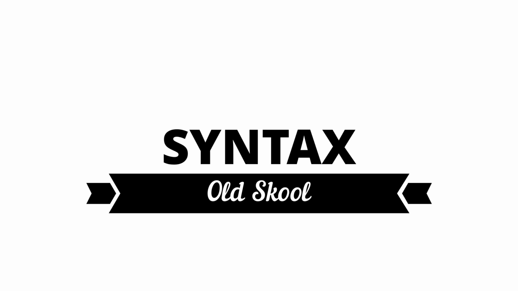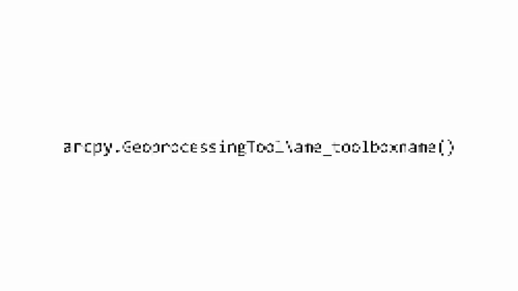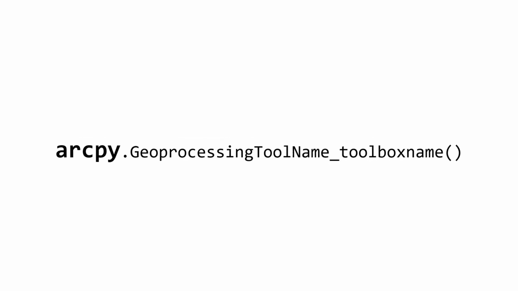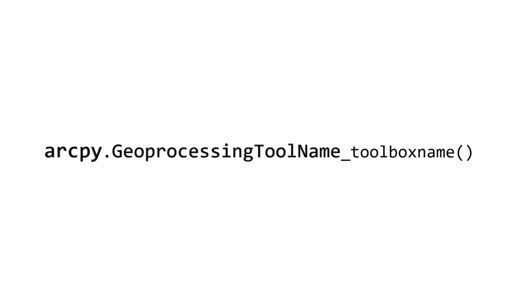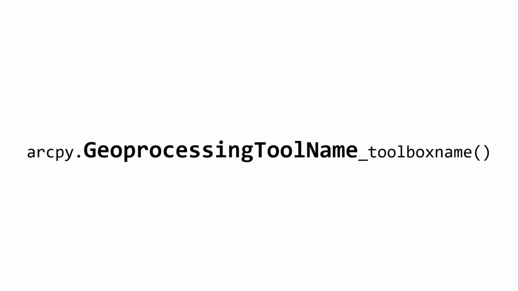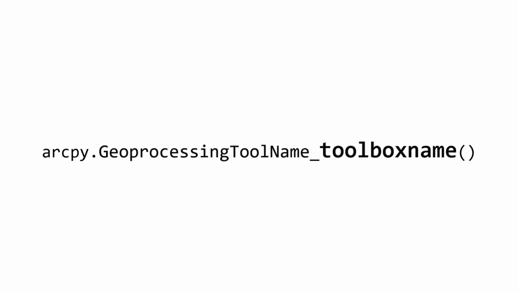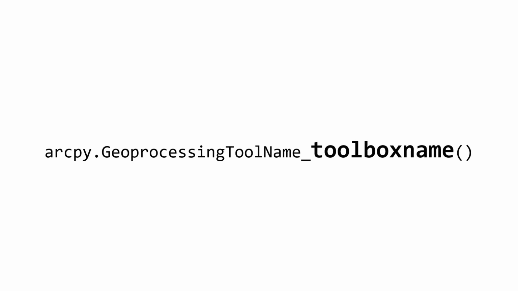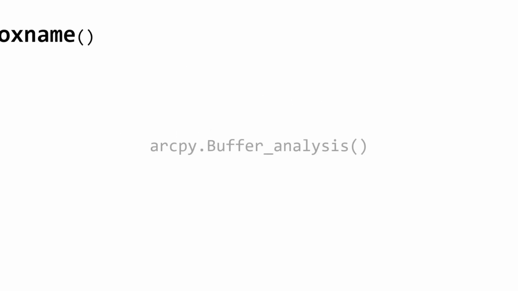Syntax! Old school! ArcPy is a constant, and then we have a dot and the geoprocessing tool name, followed by an underscore and a toolbox name from where the tool comes from. Show us an example! Sure thing. We have the buffer tool from the analysis toolbox.